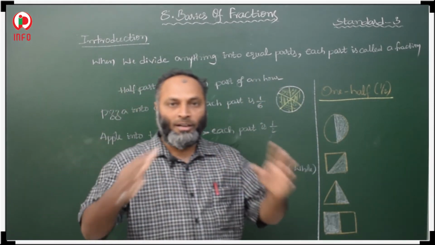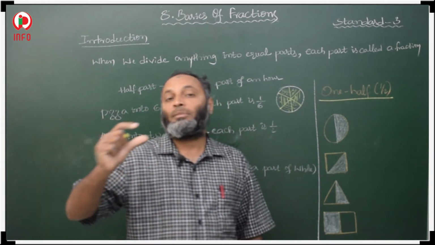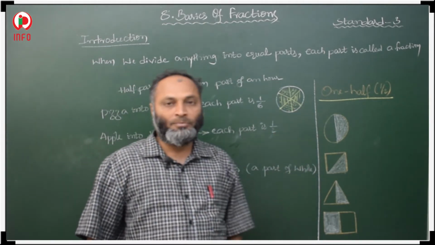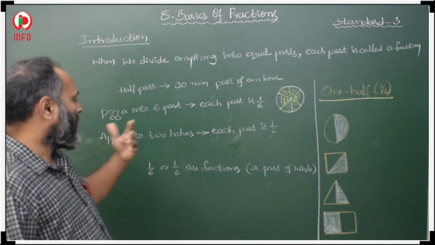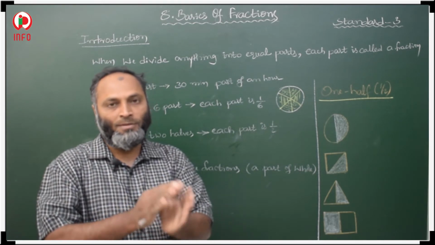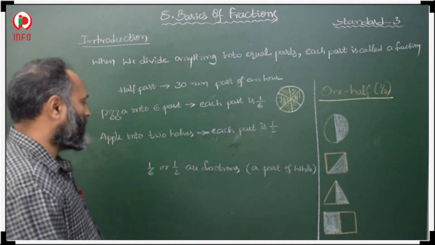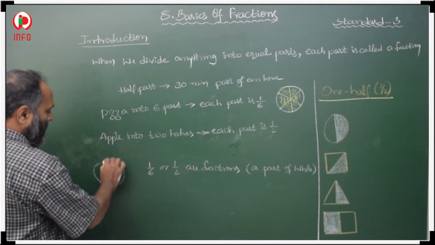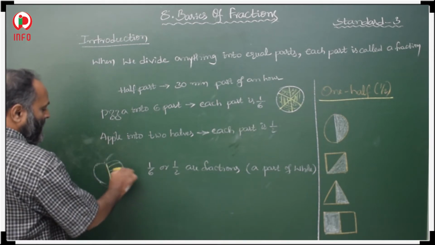Okay, if anything is divided into equal parts, then each part represents a fraction, like pizza. Now suppose there is one apple. If that apple is divided into two halves, then how to represent each part? Each part is 1 by 2. The apple is divided into 2 parts.